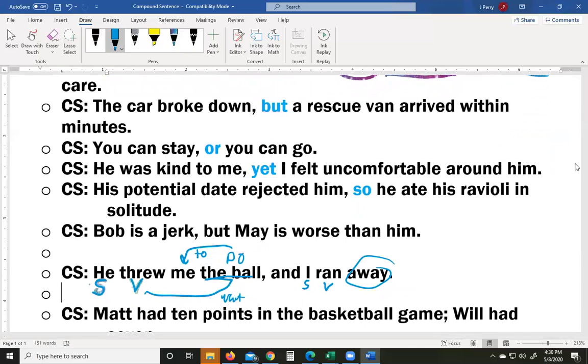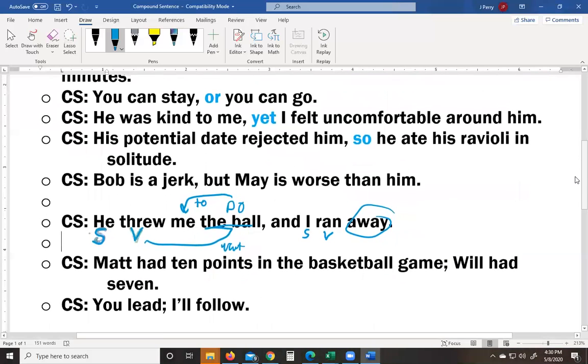The car broke down. Number 1. A rescue van arrived. Number 1. Can you kind of see how this is going? All right, so, kind to me, simple sentence number 2. I felt uncomfortable. I am uncomfortable, simple sentence number 2 there.